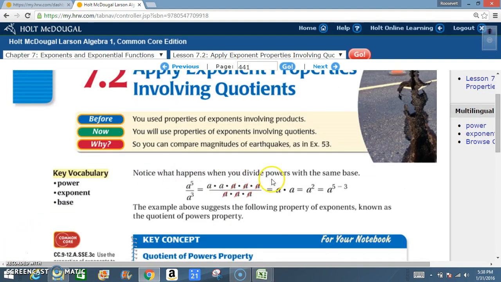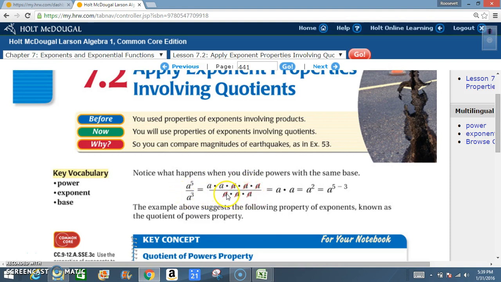Notice what happens when you divide powers with the same base. A to the fifth divided by a to the third equals a to the second. In other words, you just said 5 minus 3. Now, what really happens? A to the fifth means a times a times a times a times a. That's 5 a's. On the bottom, you have 3 a's.